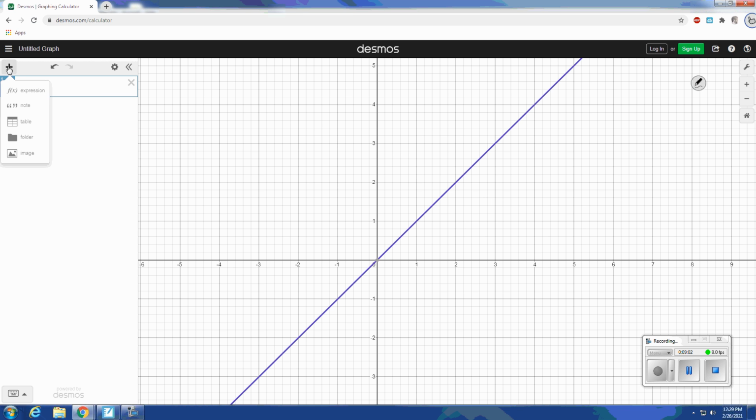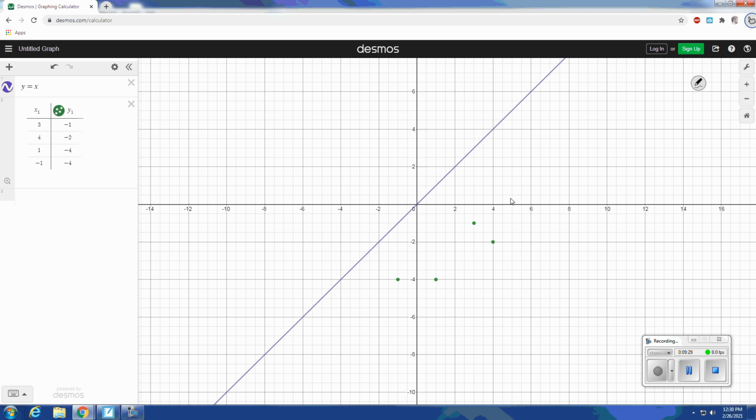Let's say we want to add in a table. So if we do plus, we'll add in our table of values. We're going to do 3, -1, 4, -2, 1, -4, and -1, -4. So we have these points plotted. We'll zoom out a little bit here. And if we want, we can connect these points. If I just hold down this here, we'll check off lines. So we get everything connected.